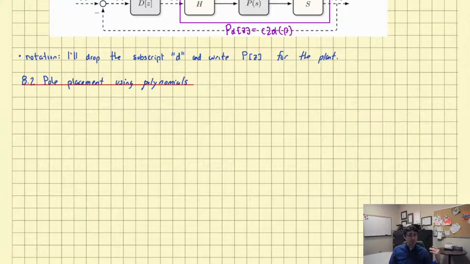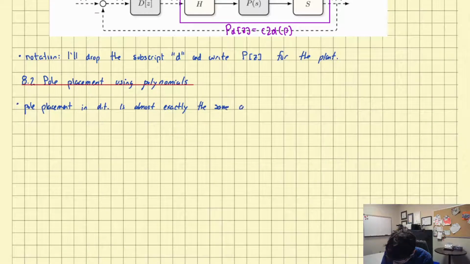In discrete time, it's going to be almost exactly the same. So pole placement in discrete time is almost exactly the same as in continuous time. Okay, so I'm going to go relatively quickly. I'm not going to spend as much time in this section as I did in continuous time because we've seen this. It's going to be very familiar to you, and I apologize if it's too familiar.